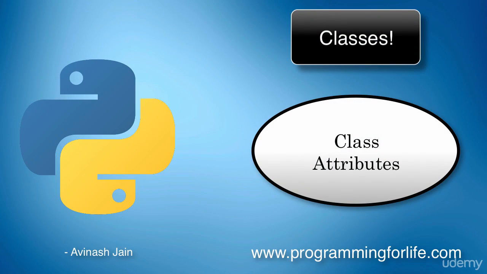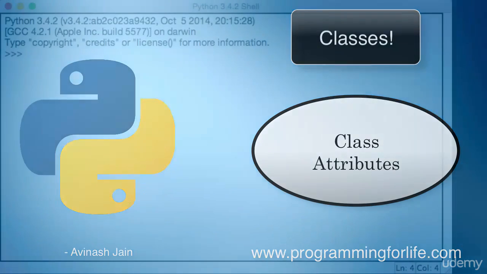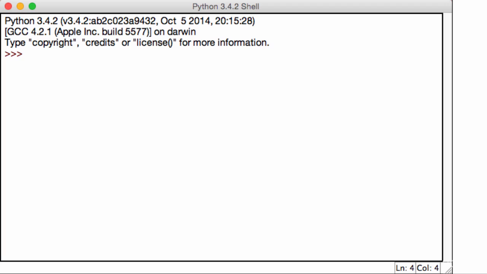Alright, so today we're going to be talking about attributes in classes, mainly four functions that will help us with getting values of attributes and updating them in our classes. So let's get started.